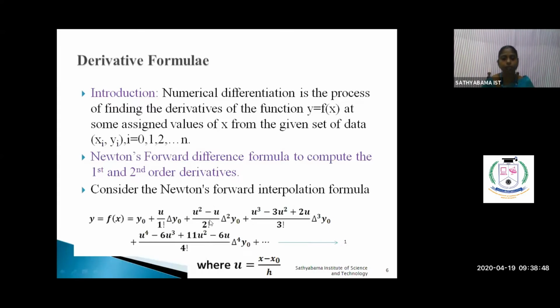And now the second term becomes 2u minus 1 by 2 factorial into delta square y naught, and plus 3u square minus 6u plus 2 by 3 factorial delta cube y naught, plus 4u power 3 minus 18u square plus 22u minus 6 by 4 factorial into delta power 4 y naught.